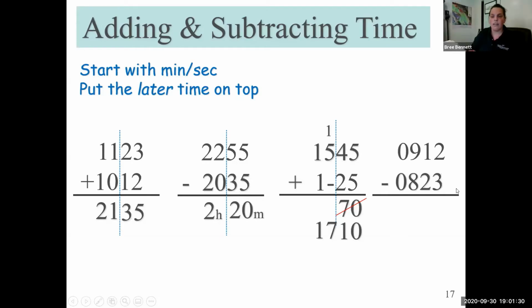For subtraction, again, the later time is on top. Maybe this is our departure, this is our arrival, when are we going to get there, or how long did it take? We always start with the minutes. So we have 12 minus 23. Well, we can't do 12 minus 23, so we need to borrow from the hour side. So we're going to make that 9 an 8, and then make this 12 a 72. So we took 60 minutes from the hour side. We didn't make it 112. We had to add 60 minutes to it.